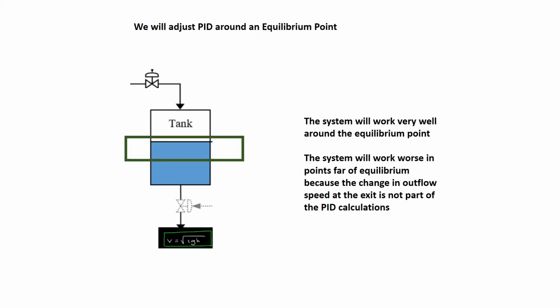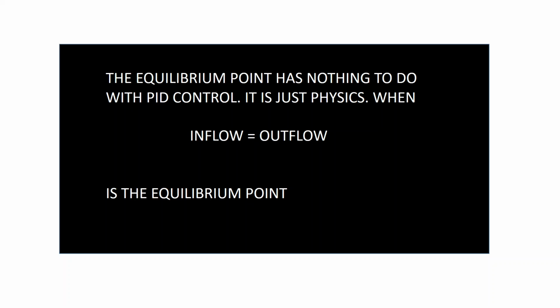So what we're going to do is take the middle of the tank as the equilibrium point, and then we know that if we work around the middle it will be very good, and if we want to set a tank level which is very high or very low, the system will have a harder time setting it. Again, I just want to point out that the equilibrium point has nothing to do with PID control. It's just a physical situation where inflow is equal to outflow.